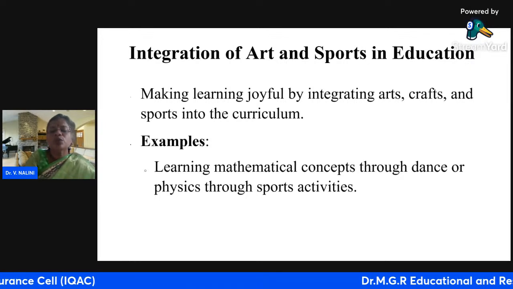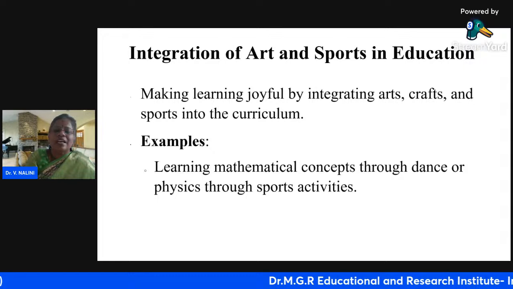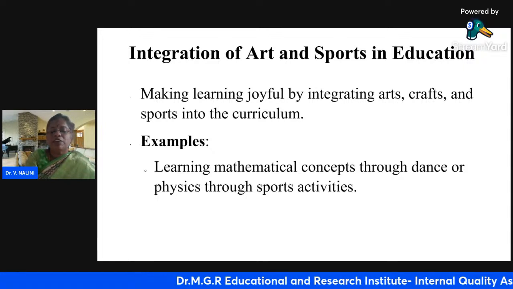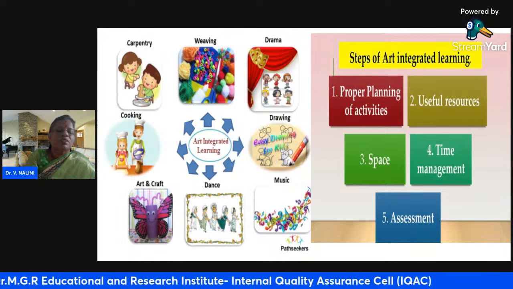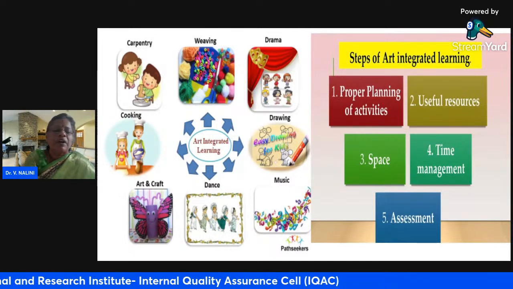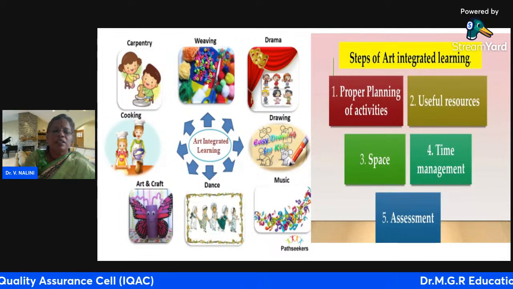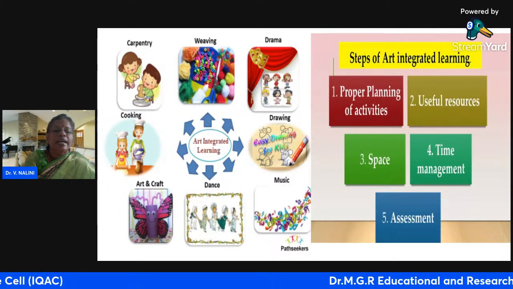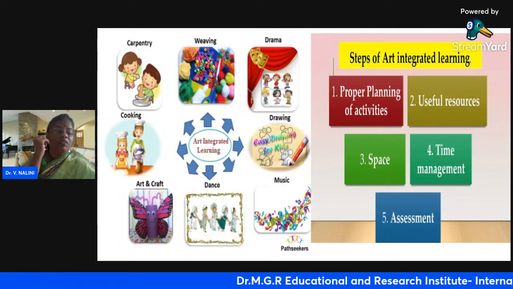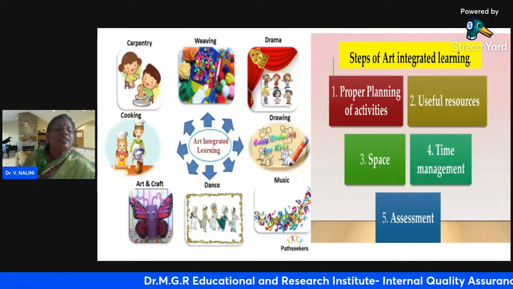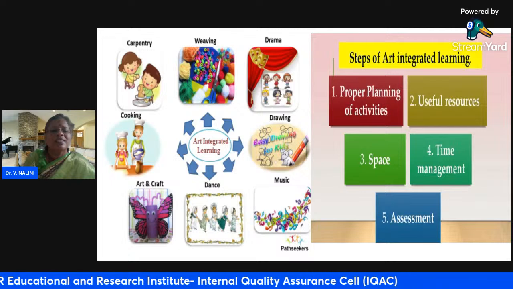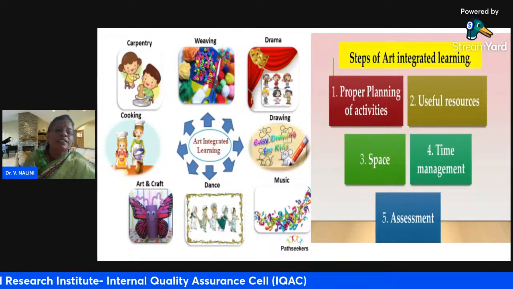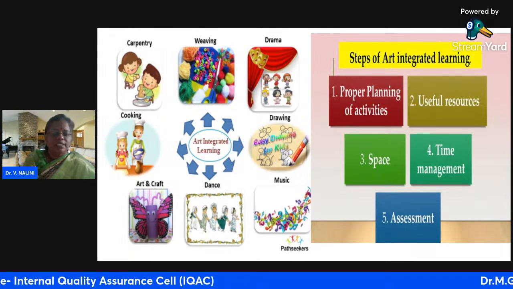Okay, but how to adopt this art education as a joyful and meaningful teaching method. This is the thing, the forms of arts we are adopting: weaving, drama, drawing, music, dance, art and craft, like wealth from waste, and then cooking, fireless cooking even comes under cooking, general cooking, carpentry. All these things are art integrated learning forms, some of the art integrated learning forms.